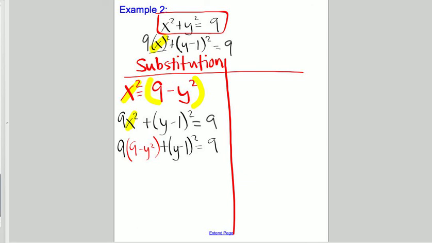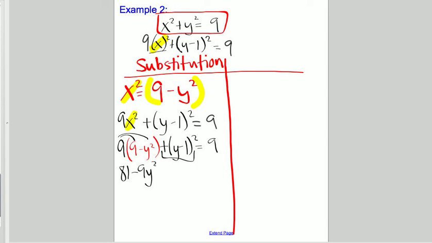Now notice the purpose of that was to get one variable. Now I just have y. Now I can solve for y. So now I can solve for the variable y and just find the values for y. So let's see, it requires us to kind of clean things up. This is going to be a quadratic because we have y squared. So I'm going to start by distributing the 9. 81 minus 9y squared. I'm also going to multiply this out.